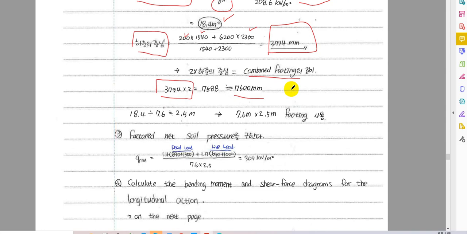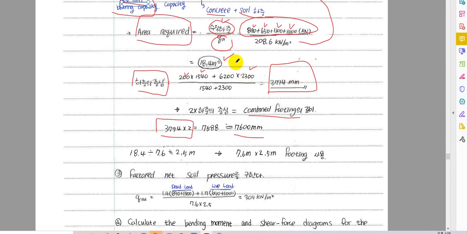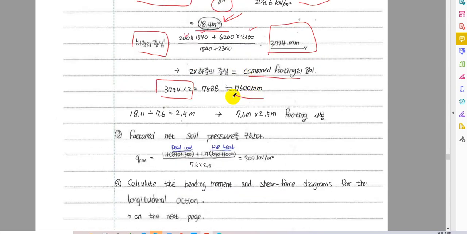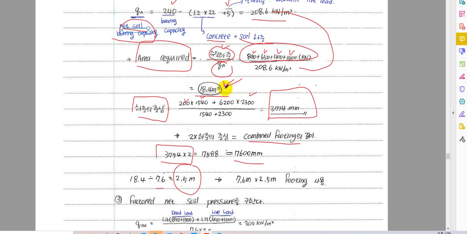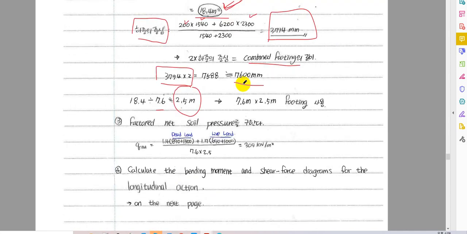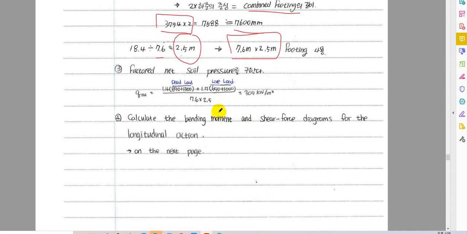So what is then the width required to meet the area I calculated right there? We simply divide this value by this value, right? So we need this much width of footing to come up with the required area. Okay, so this is what we're going to start with as an initial footing size. Now that we have an initial footing size, we can calculate the net soil pressure.